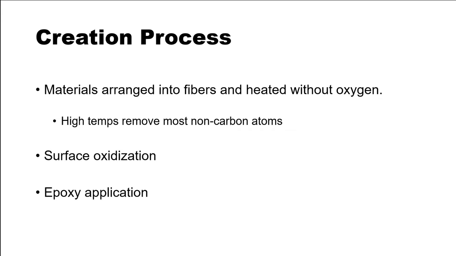So how is it made? Carbon fiber is made through certain materials that are arranged into strands or fibers, if you will, and they are heated to very high temps without oxygen. Now, not having oxygen is very important, because if oxygen were present, then the strands would just burn, and then you wouldn't have any material to compose the carbon fiber.